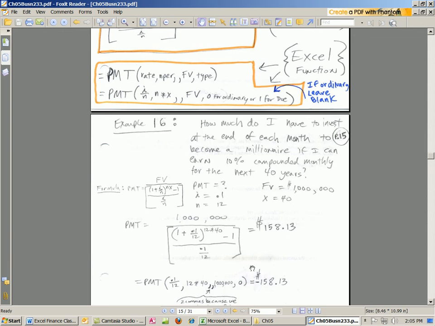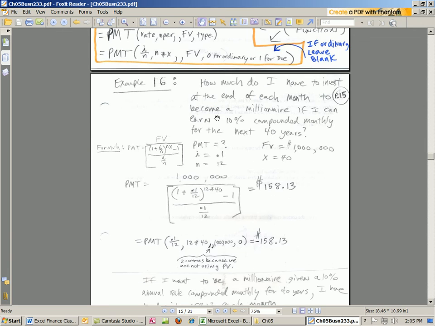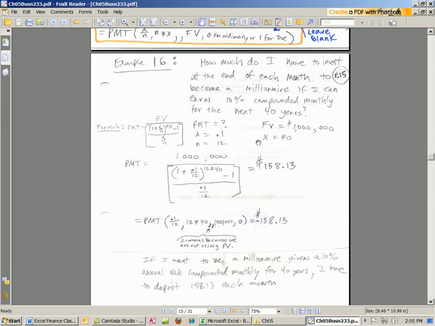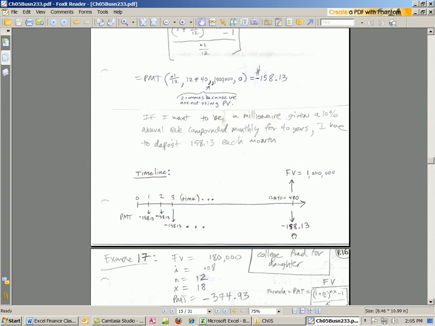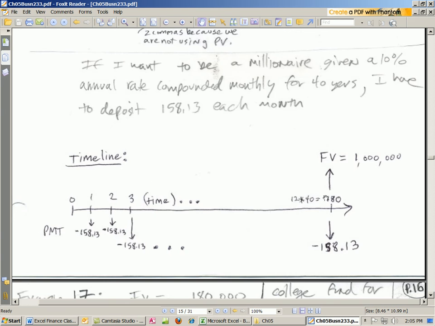Let's see, do I have an example right here? Yes. How much do I have to invest at the end of each month to become a millionaire? Now, that's sloppy writing there, but let's look at the timeline. We'll go over to Excel, and it's less sloppy. Here it is. I want the future value amount to be $1 million, right? And here's all of our time. Our goal is to solve for this amount here.